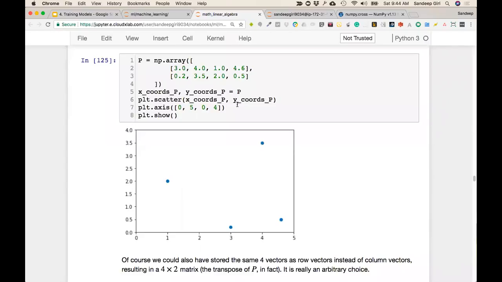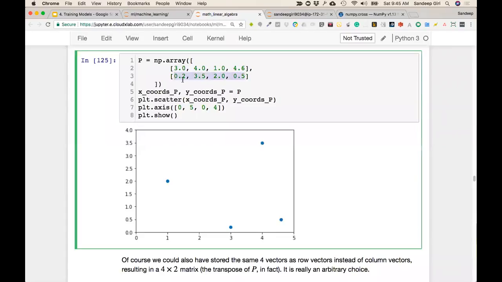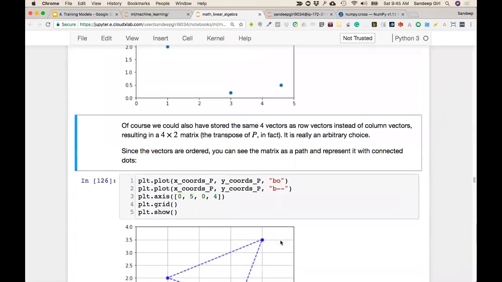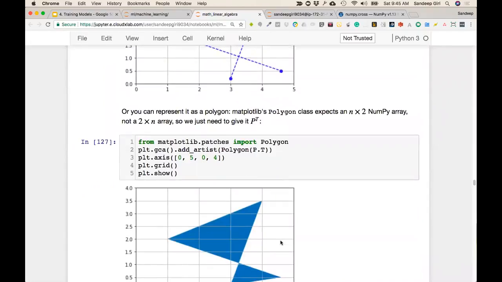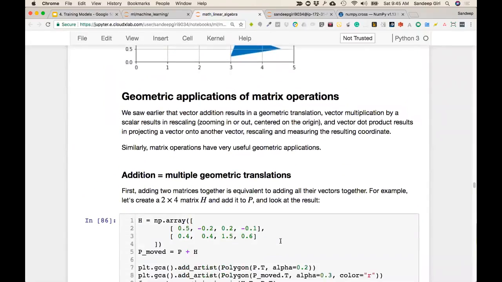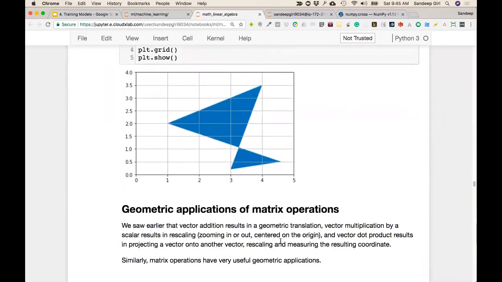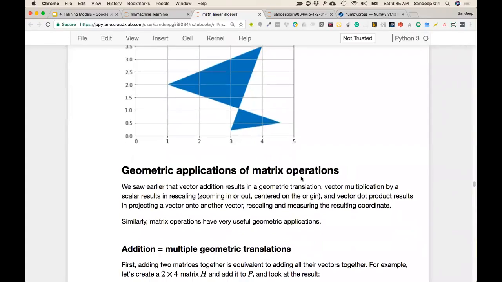Let me just pay a little more attention. 3 and 0.2, that's correct. 4 and 3.5, that's correct. And so on. Yeah. So these are x coordinates and these are y coordinates. So 3 and 0.2, 4 and 3.5, and 1 and 2. Okay, so this is what we have. We can draw them with the dashes and we can fill it. Okay, so that was the simplest way of representing those four coordinates. This is a closed area that we have colored above.